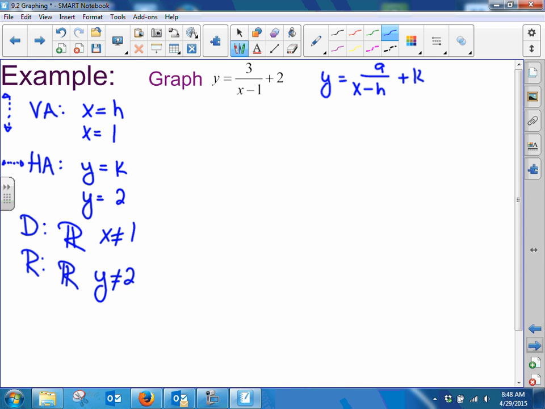How do we know if it was in like the first and third quadrant? How do we know what quadrant it's going to be in? Yeah. That's what we're going to do next. We are going to graph the asymptotes first. Okay, so let's go ahead and do that.